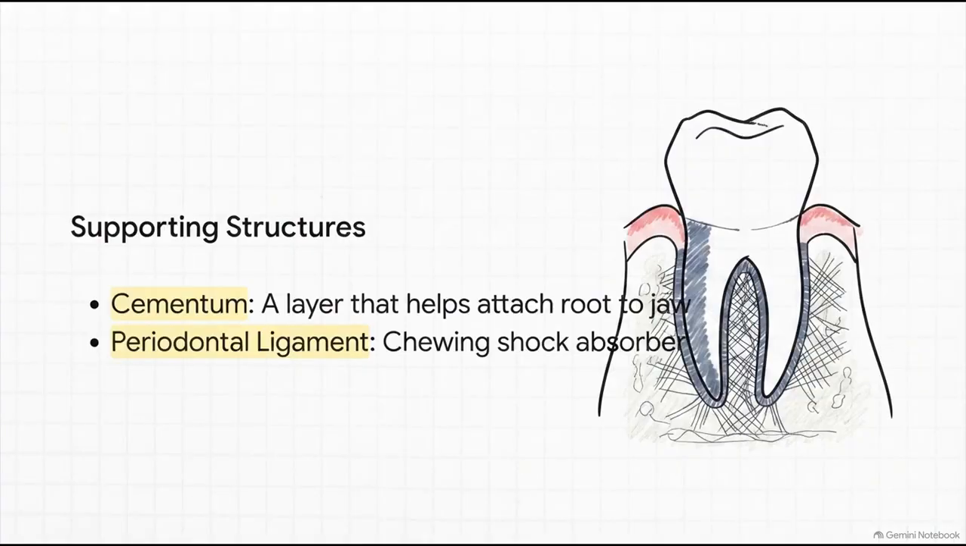Now, the tooth doesn't just float around in the mouth, right? It needs support. We have the cementum, which is a thin layer covering the root to attach it to the jaw, and the periodontal ligament, which acts as this incredible shock absorber when you chew, keeping the whole tooth stable. Understanding these supporting structures is exactly what builds our foundation for periodontics, an entire branch of dentistry and coding focused on treating these areas when they become diseased.